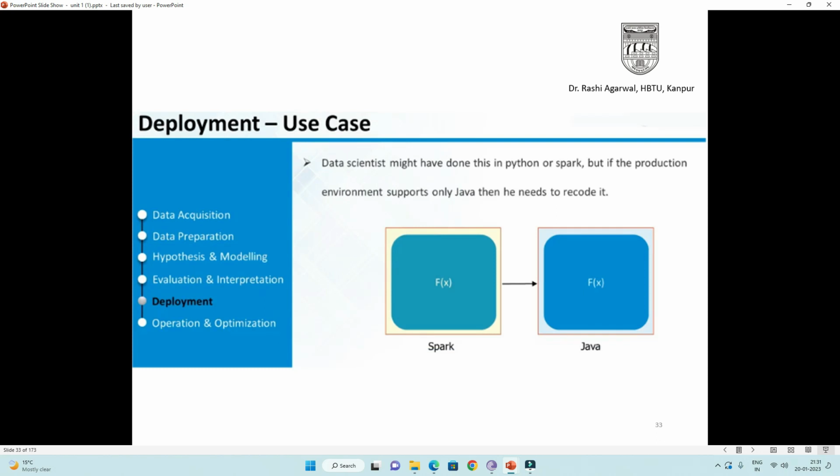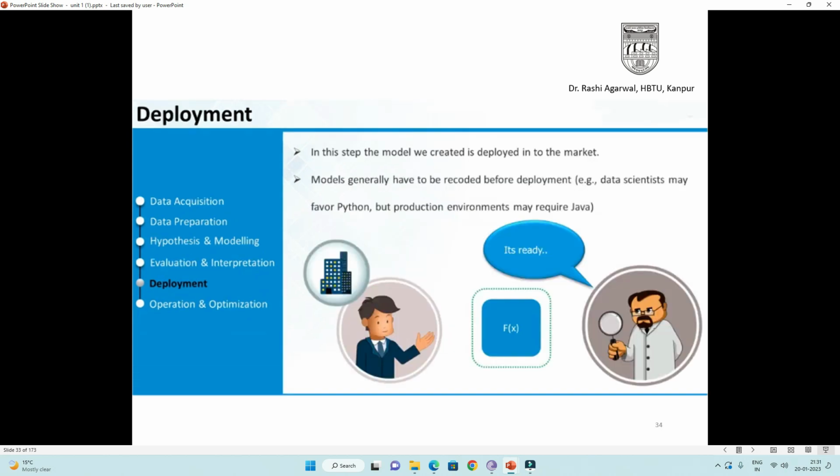So once this is done, then you deploy the entire model, and maybe I have a team which is expert in certain areas and a certain language. Then I need to deploy it into another language if the company that I'm making the model for has a different environment on which it is working.